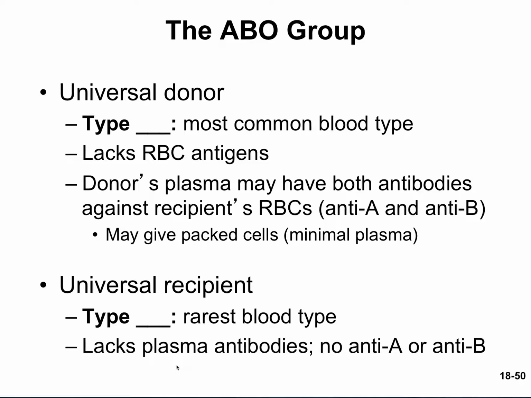Type O is the most common blood type, and it lacks red blood cell antigens. There's no A or B. But the donor's plasma may have both anti-A and anti-B antibodies. So by packing the cells and having minimal plasma, that can be avoided. Type AB is the rarest. There's no anti-A nor anti-B, so it can receive anyone's.